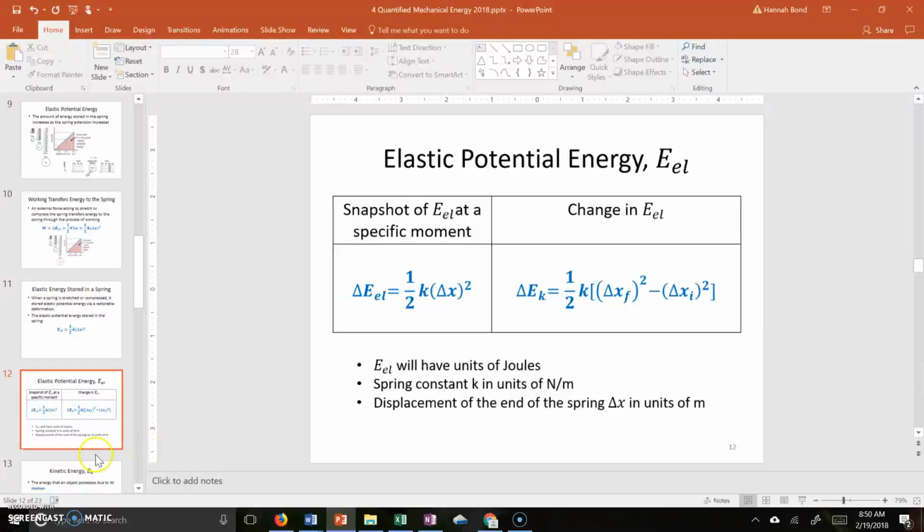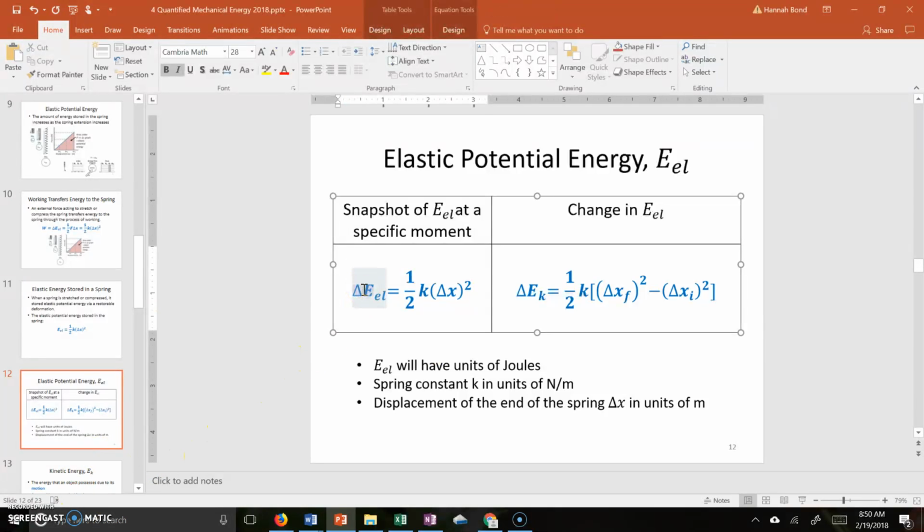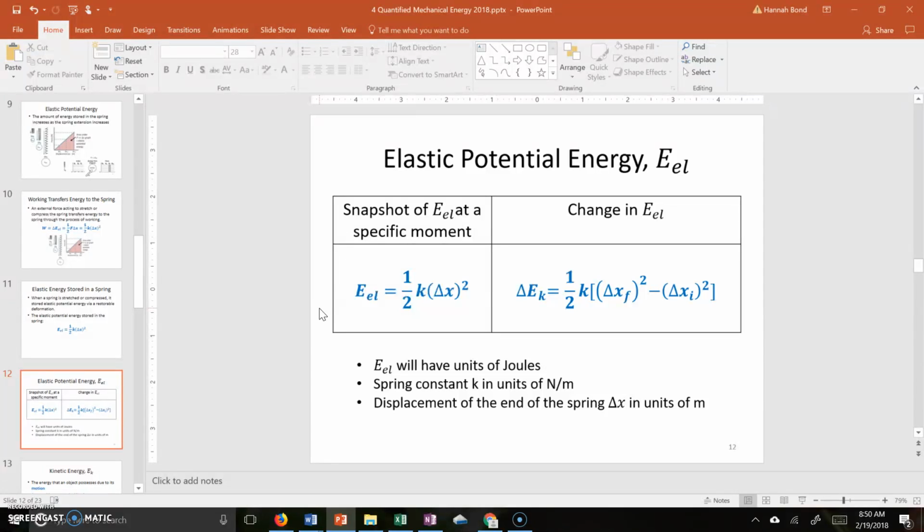And the equations for calculating elastic energy: if you want a snapshot at a point in time of the elastic energy in an object, you multiply half of its spring constant times the square of the displacement of the end of the spring. If you'd like to know how much the elastic energy has changed as the displacement of the end of the spring changes, you take half of the spring constant times the final displacement squared minus the initial displacement squared.